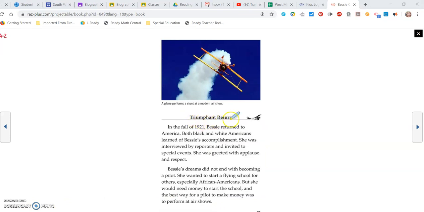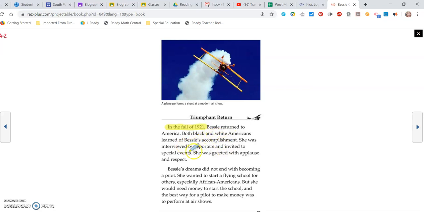Here I see a new heading called Triumphant Return. Triumphant means like victorious or like a win. And I wonder if she's returning back to the United States. In the fall of 1921, so it gives me a really good idea of a time frame with that transitional phrase, Bessie returned to America.